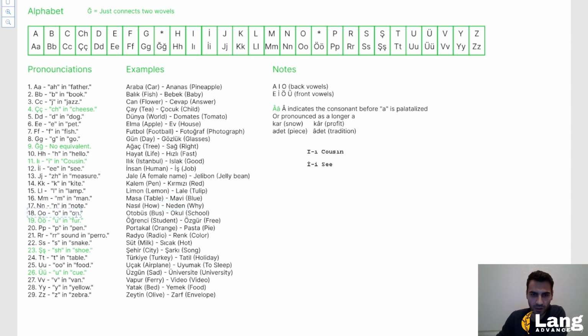Okay, O is like on, otobüs, okul. Otobüs, bus, okul, school. Ö is like in fur. Öğrenci, özgür. This is also new, like O with dots. O, Ö, on, fur. Easy. P, pen, perro. R, radio, renk, Berkay. It doesn't matter if you say it rolled or not, just r, re. Both of them fine, all of them fine.